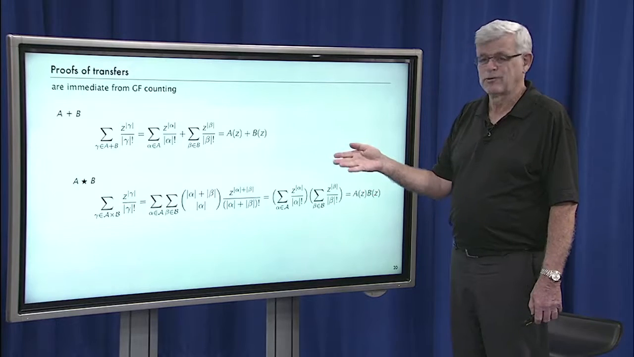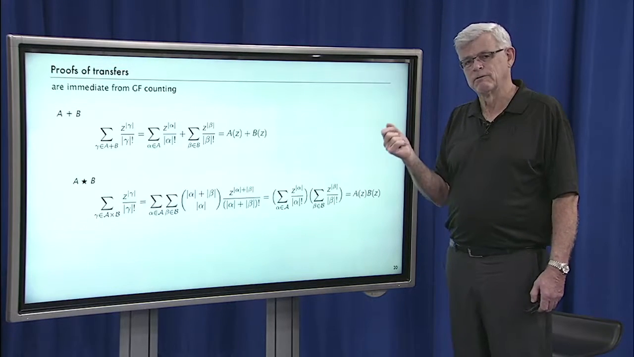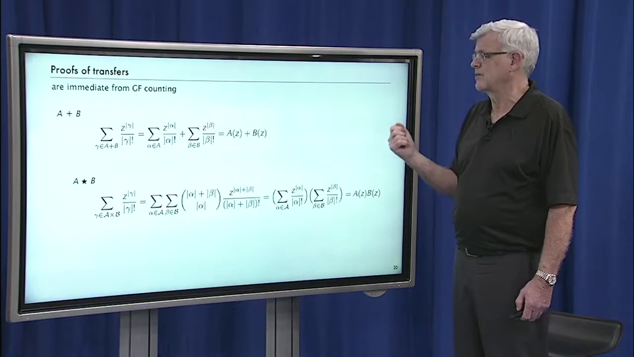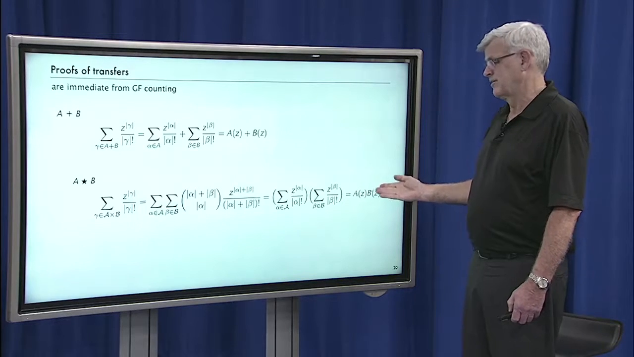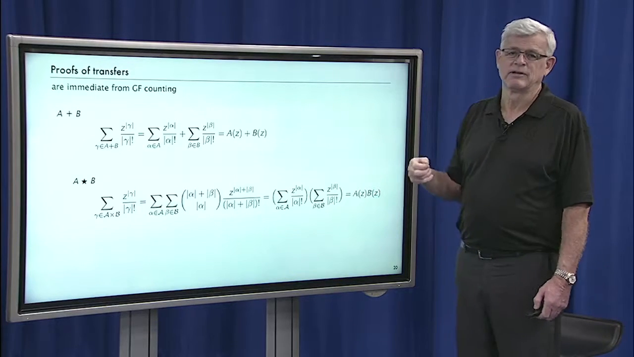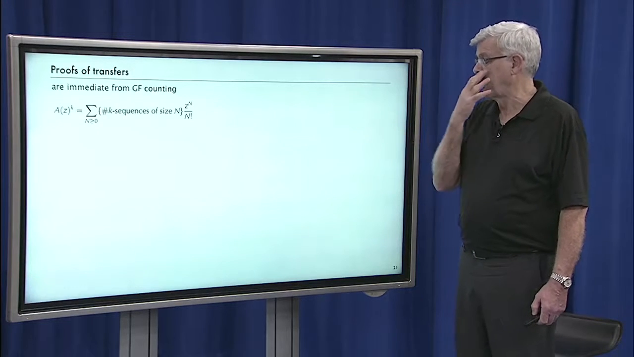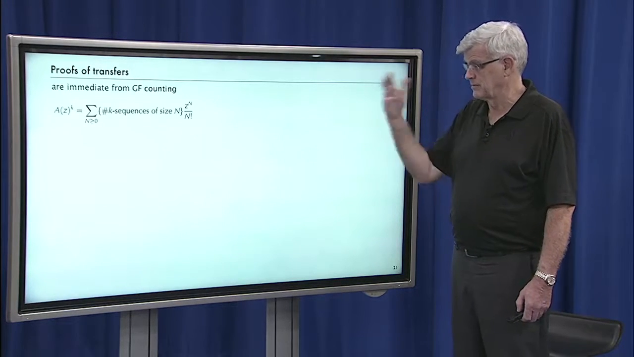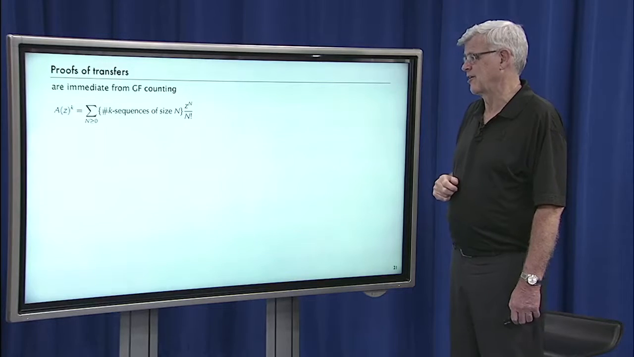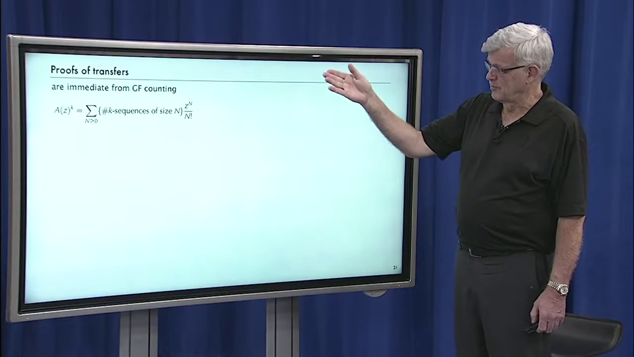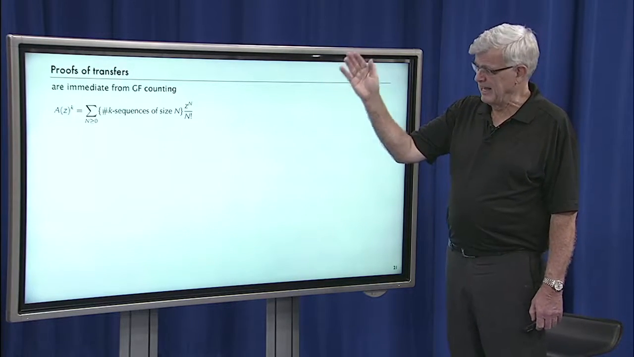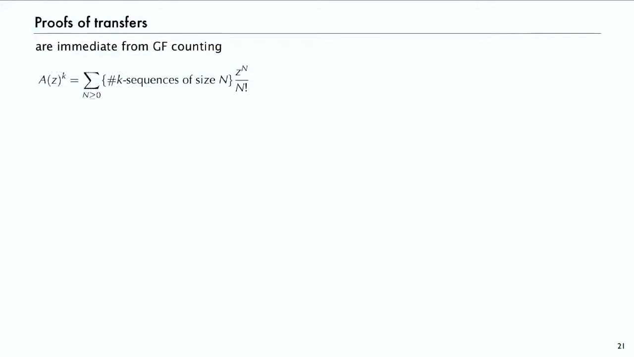Again, it's extremely straightforward if we reason just based on the pairs of objects. And that one is the key operation. The others follow immediately just from simple equations on the generating functions. So, for example, A of z to the k, so that's the number of k sequences of size n, z to the n over n factorial.